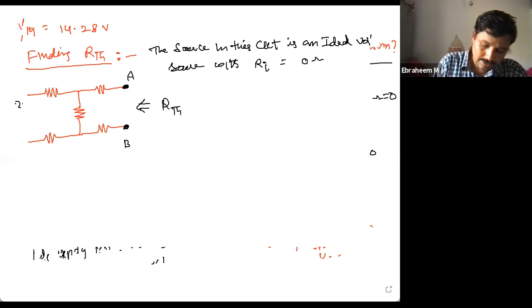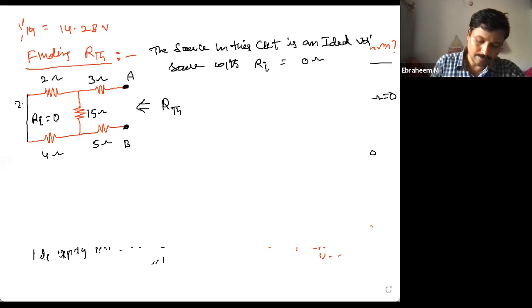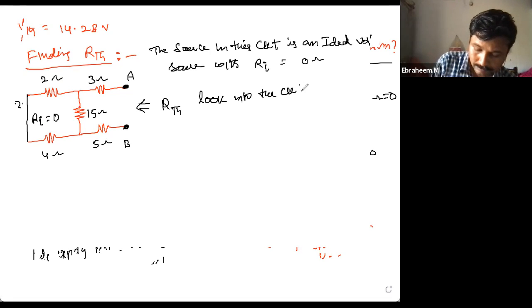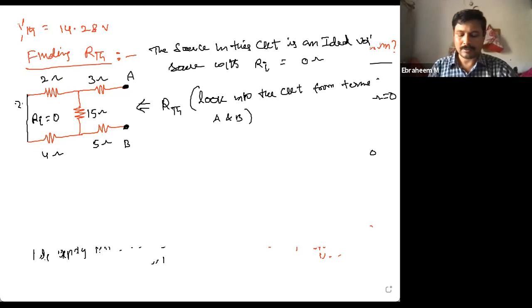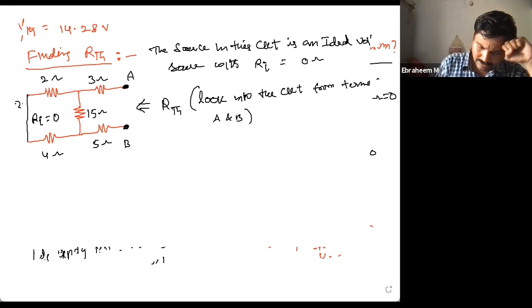So you have to keep a 0 ohms here. So Ri is equal to 0. This is 2 ohms, this is 4 ohms, this is 15 ohms, this is 3 ohms, this is 5 ohms. Right? Now look back into the circuit from terminals A and B. Okay. Now then RTH.